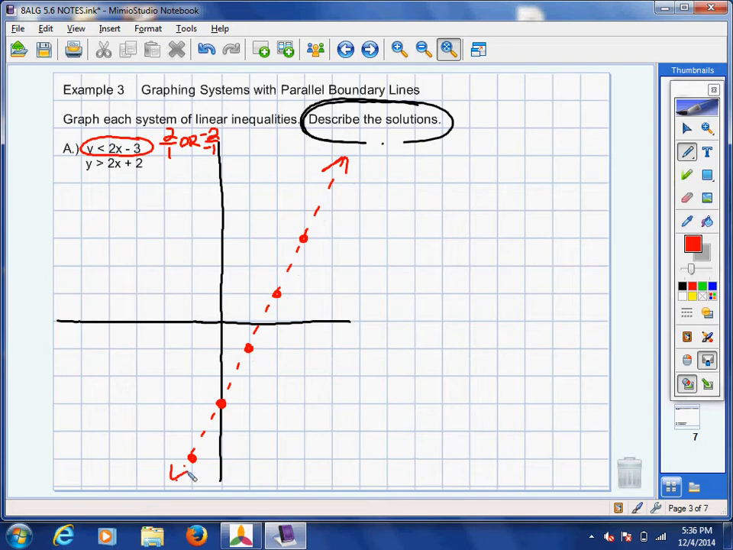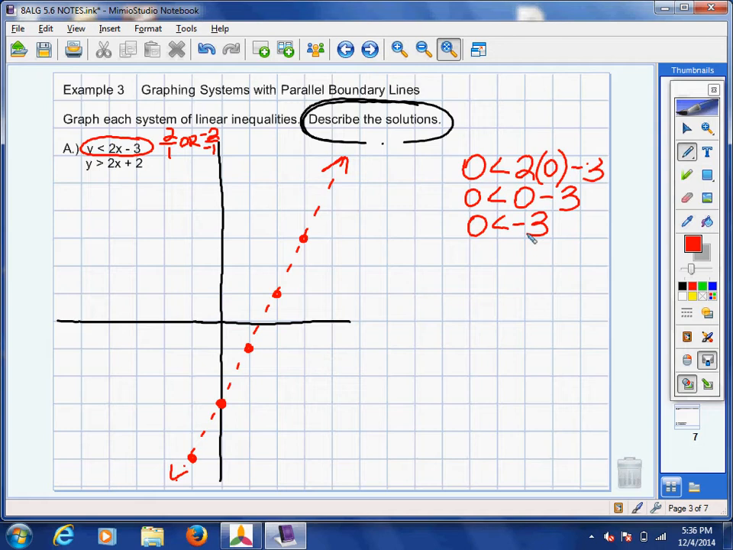And then we've got to figure out which side to shade. So you know me, I like to try 0, 0. And you can do that off to the side with 0 less than 2 times 0 minus 3. In other words, is 0 less than 0 minus 3? Is 0 less than negative 3? Well, no, actually 0 is bigger than negative 3.